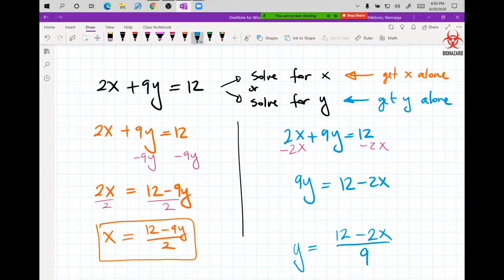We cannot combine those, right, because they're not like terms. So we just have to write it as 12 minus 2x. And then to get y alone, we need to divide by 9 on both sides. The 9 cancels on the left, leaves the y alone, and that is the answer. Y equals, so we solved for y in terms of x.